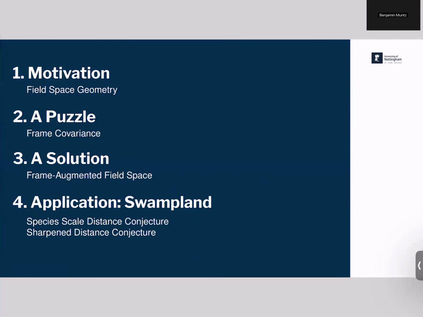First, I'll tell you a bit about field space geometry, sort of vaguely why we want to consider this. Then I'll tell you about a puzzle. I'll tell you how to solve this puzzle using this framework that we call frame-augmented field space. And then I'll tell you how to use it, say, in a swampland context. I'll tell you about the species-scale distance conjecture and the sharpened distance conjecture. Cool. Also, at any point, feel free to interrupt if you have any questions. So let me just start.